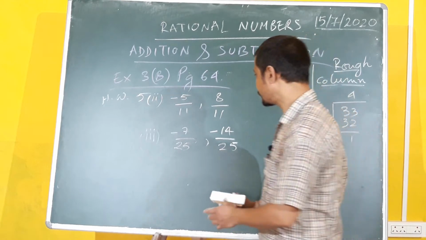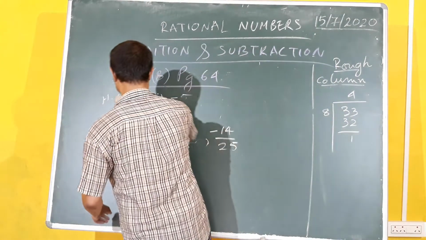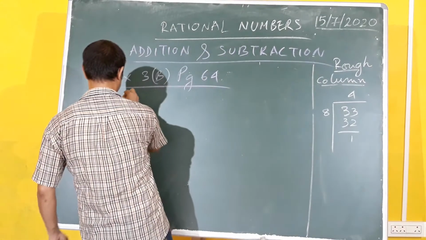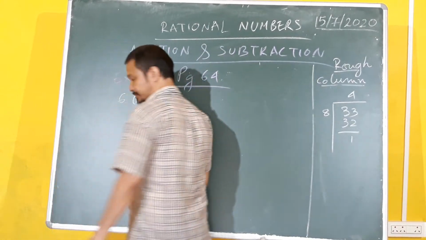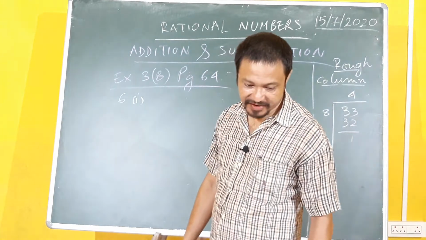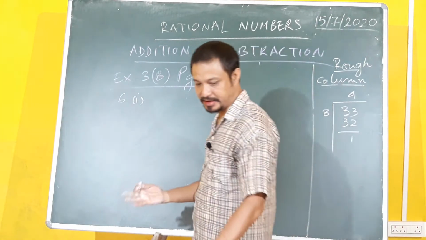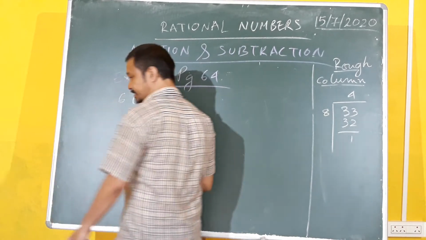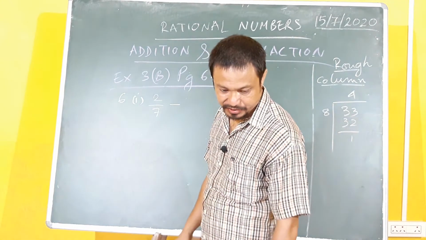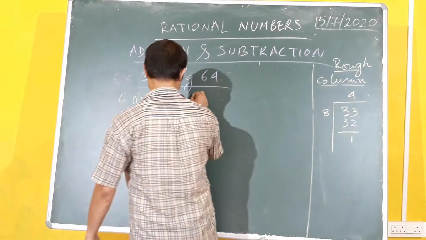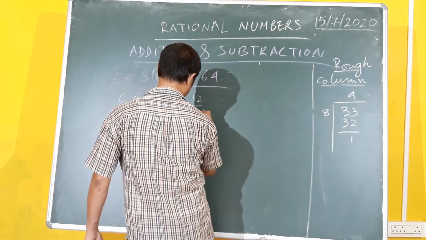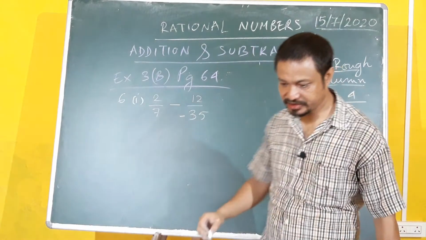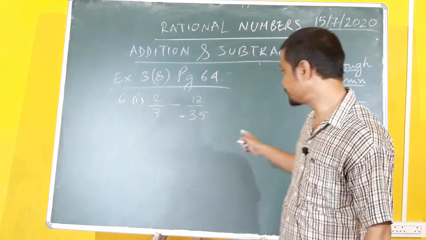Okay, now we move on to number 6. Subsection 1, evaluate each of the following. Again, same thing. I think now we have moved on from addition to subtraction. So 2 upon 7 minus 12 upon 35. Now children, you need to pay attention here. You need to see what I'll be doing here.